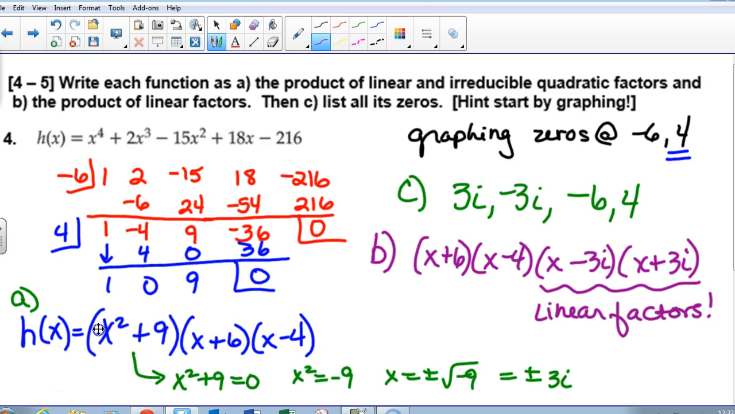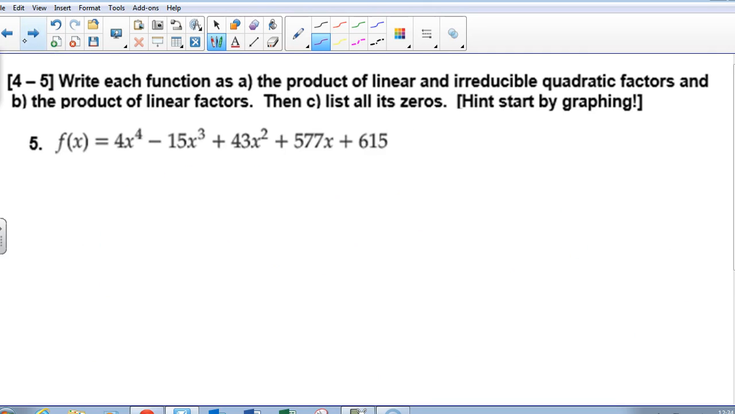It doesn't have to have nice coefficients because you can't make it have nice coefficients. All right, one more. Somebody graph this bad boy and find us some zeros. There's not very many nice ones, but I think we can find a couple that we can work with here.